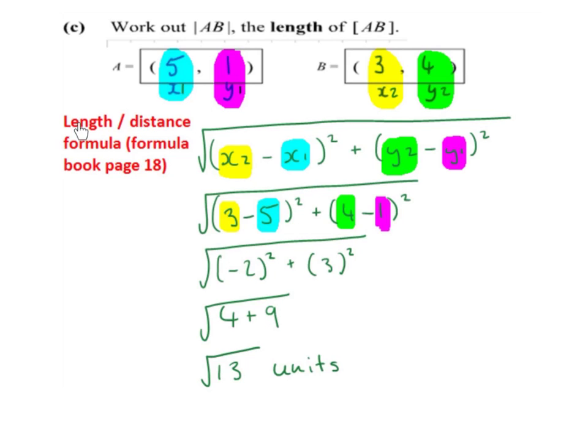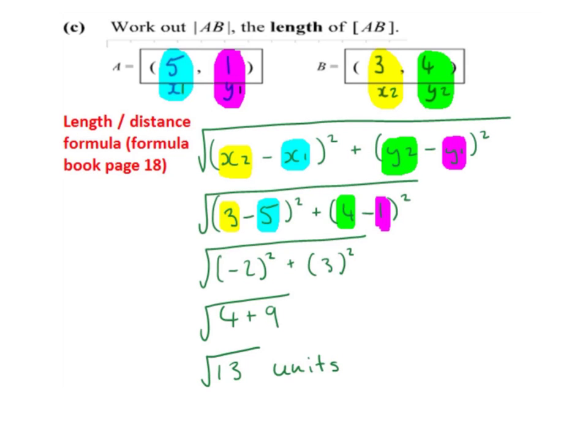to use our length or distance formula, which is on page 18 of our formula book, which is our coordinate geometry page. And the length or distance formula is a big square root, bracket, x2 minus x1 bracket squared, plus bracket, y2 minus y1 bracket squared. Be very careful when you're writing out your formula, because sometimes people forget to put in the plus.